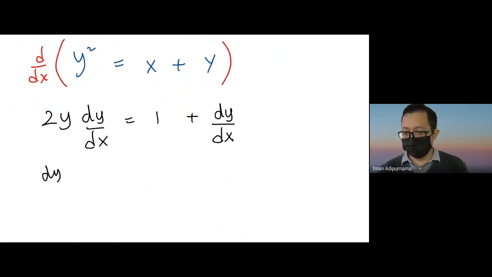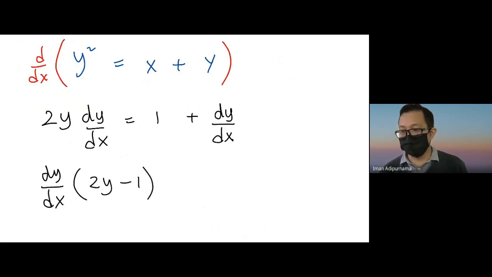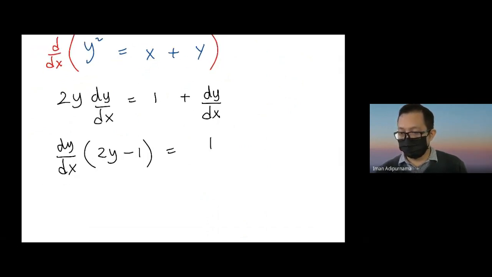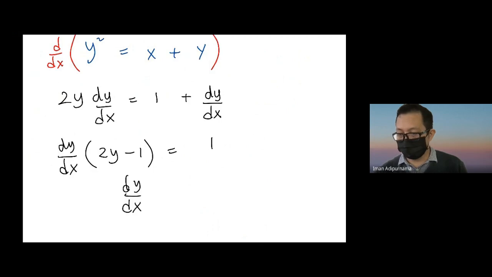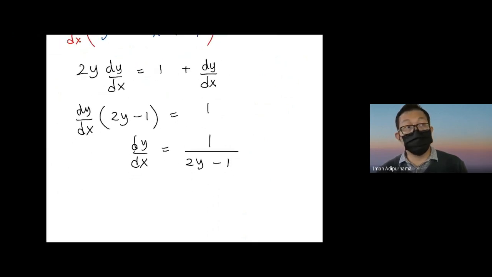And then we can write this dy dx (2y minus 1) equal 1. And we get dy dx is equal to 1 over 2y minus 1. But it still has y. So in implicit differentiation, we are going to take y and change it into x. If we have the equation, we need to take all y and change it into x.